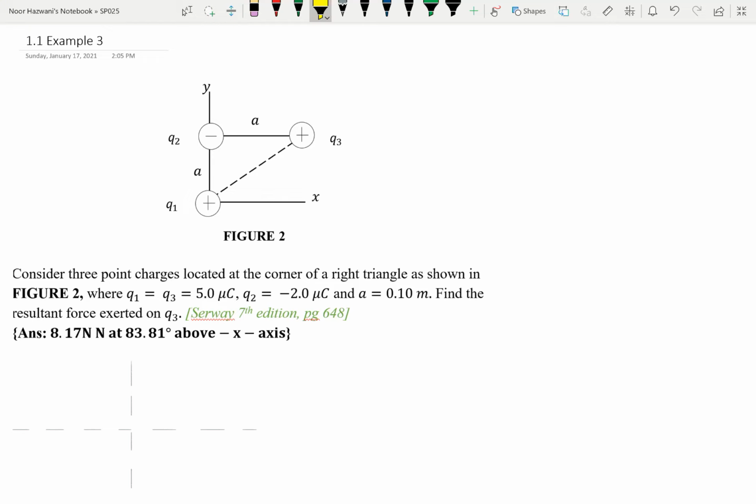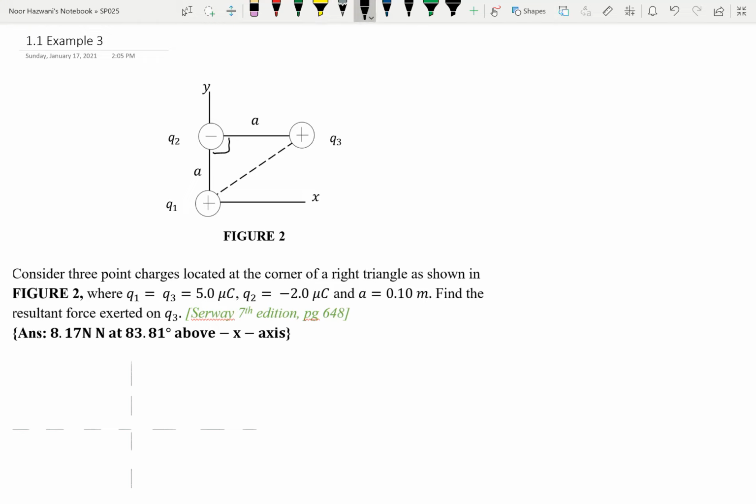Assalamualaikum and hi semua. So kita proceed our discussions to example 3 untuk subtopic 1.1. Untuk example 3 ini dijadikan sebagai contoh untuk case 2 dimension bagi menyelesaikan masalah electrostatic force. Consider 3-point charges located at the corner of a right triangle. So bila dia kata right triangle, maksudnya di sini nilai angle-nya adalah 90 degree.